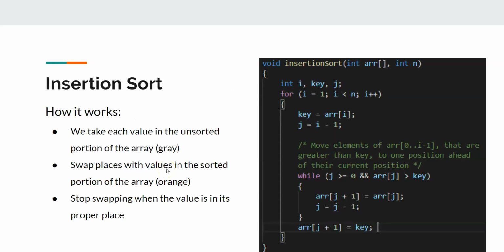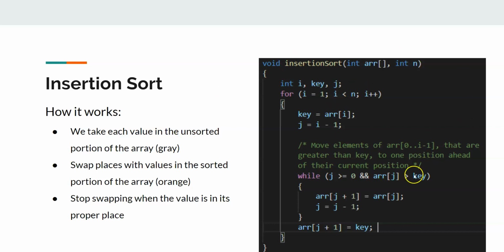How insertion sort works is that we essentially separate our array into two parts, the unsorted part and the sorted part. For each value in our unsorted portion of the array, we take that value and swap places with the values in the sorted portion of the array. And we keep on swapping until we find that our value is in its proper place.